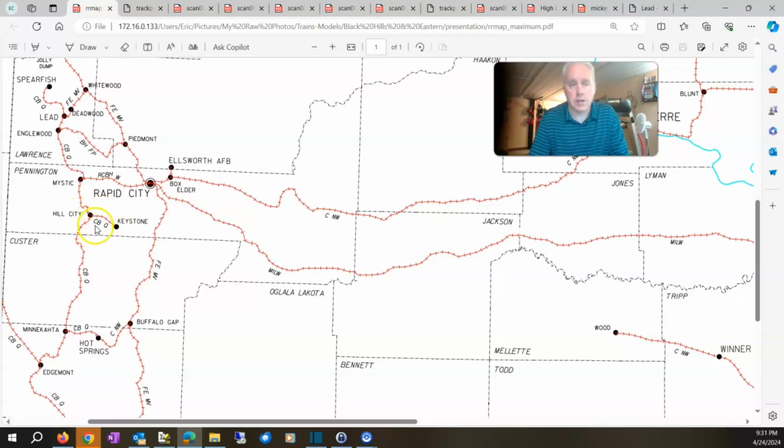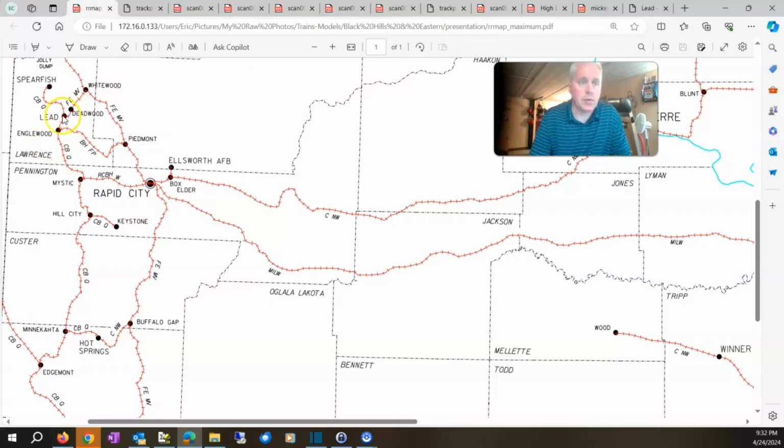There still is a branch to Keystone, and that is operated by the Black Hills Central Railroad. That is a steam-powered tourist operation that's still going out there. It's a really neat little thing. You should go check it out if you ever have a chance. The line over to Hot Springs was taken out also when the High Line was taken out.